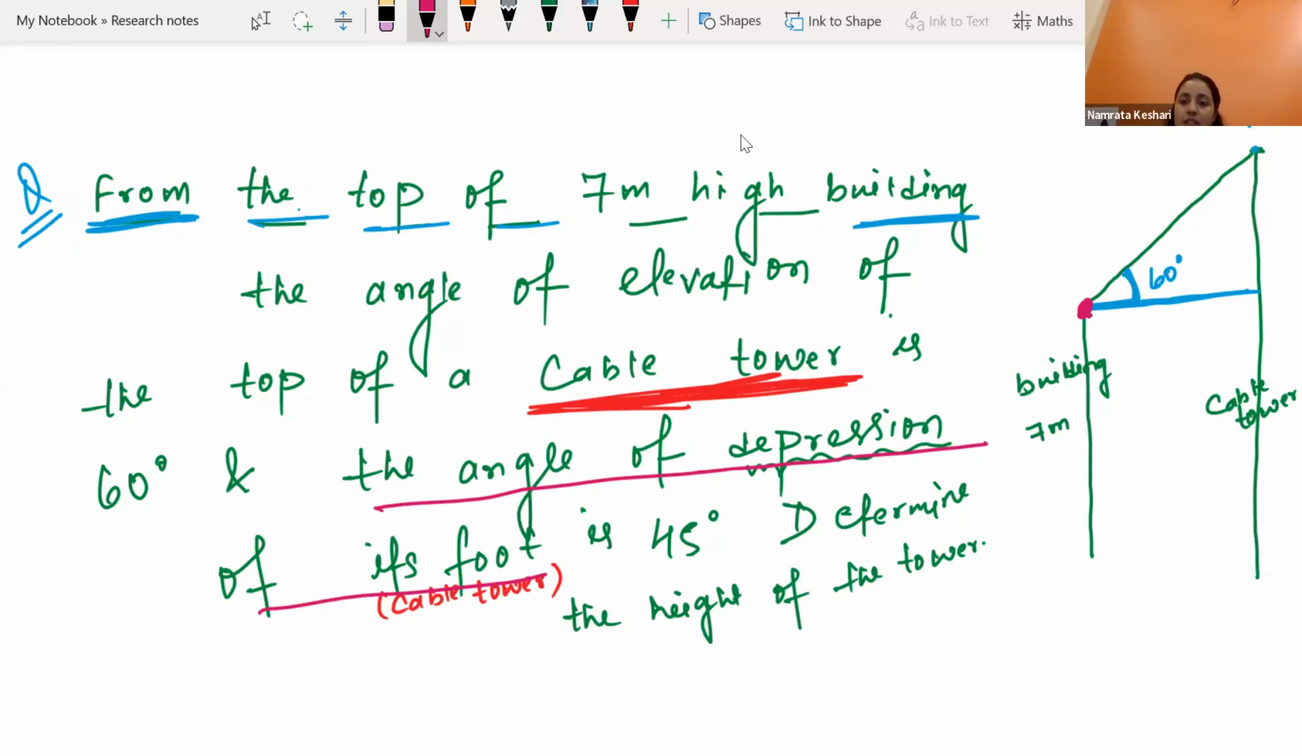From the same point, angle of depression to its foot. Okay, this angle is 45 degrees. Of course, with the horizontal, you can see I'm marking it with the horizontal only. You have to draw one horizontal over here. It was already there for the previous scenario. We are using it for this scenario also. This 45 degrees is the angle of depression. Getting it?